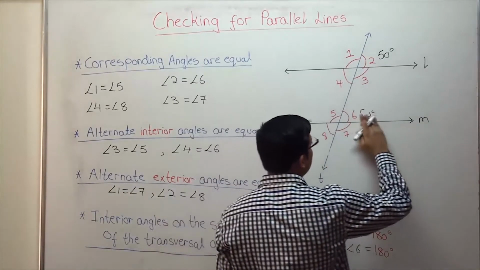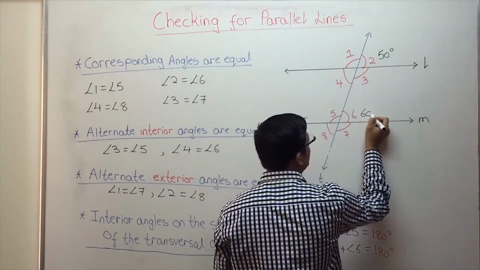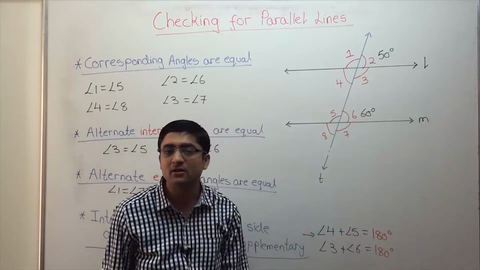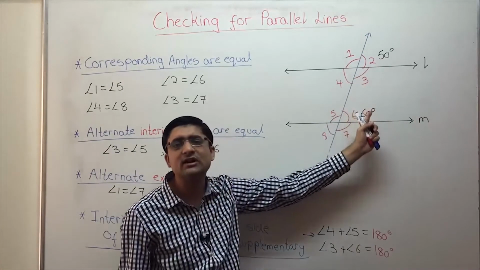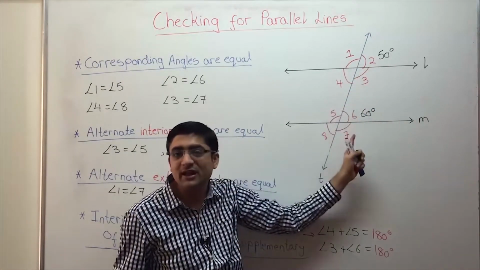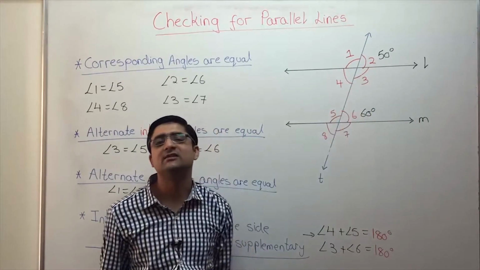Let's say instead of 50, I give you 60 over here. Tell me whether the lines are parallel or not. So we'll see these two angles are what? Corresponding angles. Are the corresponding angles equal? No. Since corresponding angles are not equal, that means the two lines are not parallel, right?